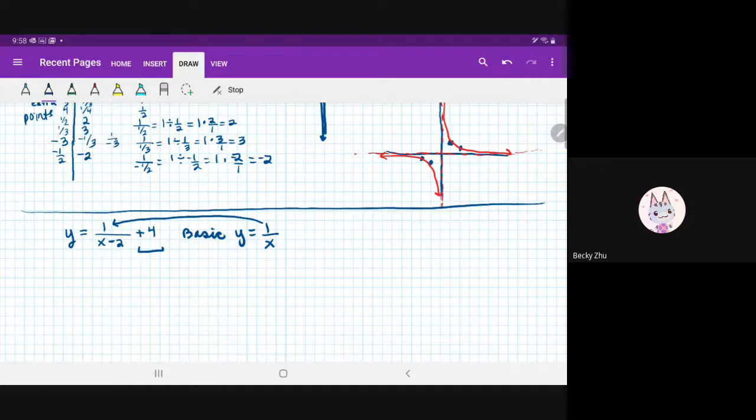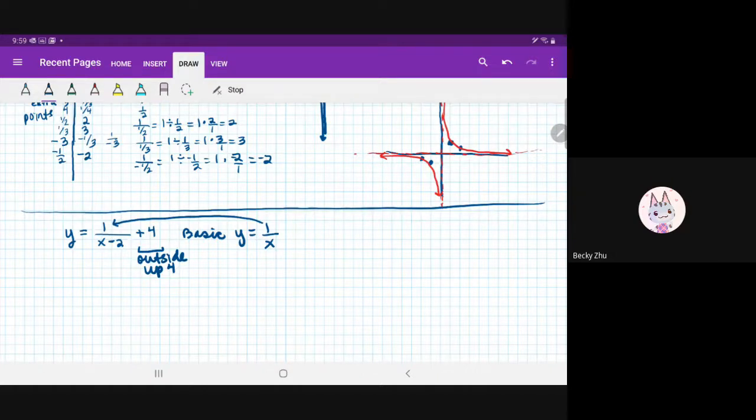Do you think it moves it right, left, up, down? What do you think? Yeah, yep, it moves up 4. Okay, so this is going to be considered outside. So this is going to be an up 4.